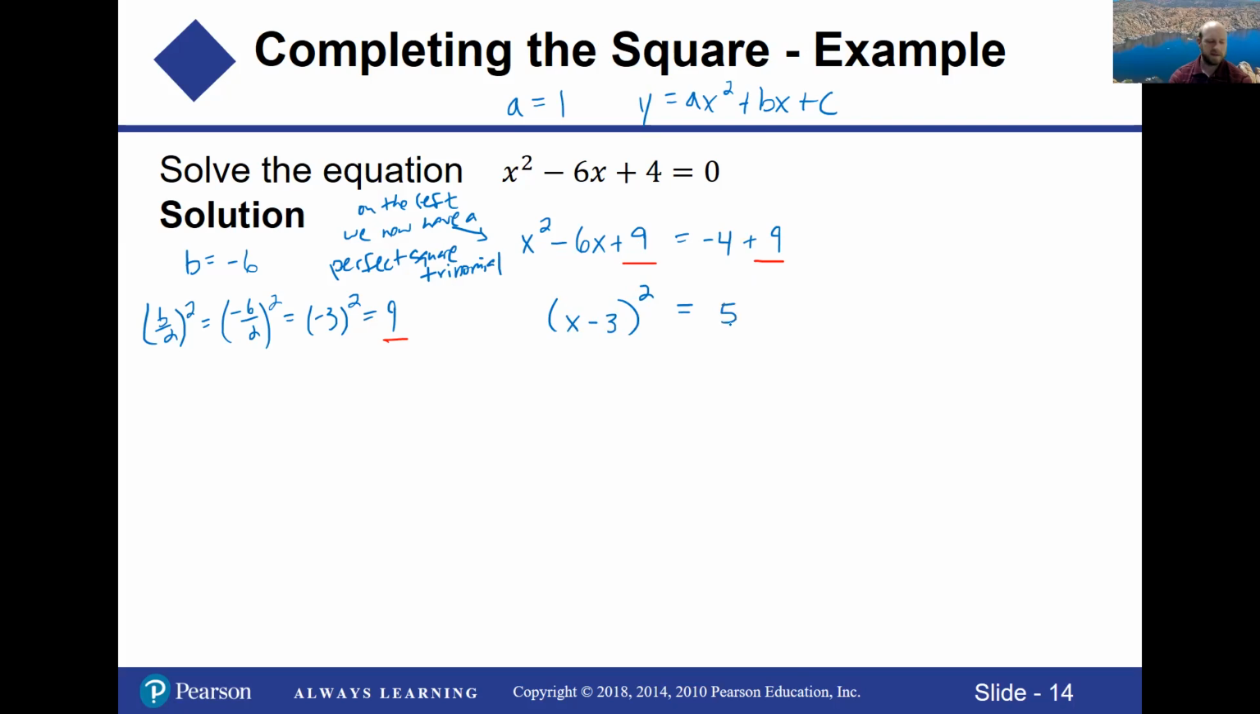And that equals 5, negative 4 plus 9. So I add 9 to one side, I add 9 to the other side. One side is now a perfect square trinomial. The other side is just this constant 5. And now what I do is I keep solving. Originally I wanted to solve this, so I'm solving it for x by completing the square.